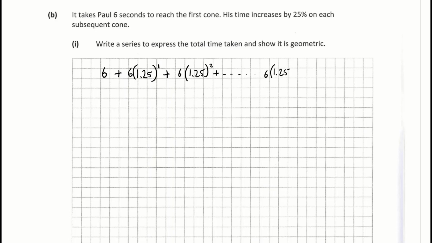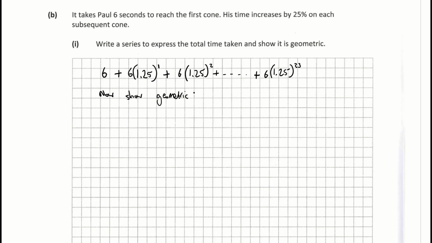And just watch again the power here. It's 6 multiplied by 1.25 to the power of 23 because our first cone is included in that original 6 seconds. So that's to the power of 0. So 0 to 23 is still the 24 legs in his run. And our next step now, once I've set up my sequence, our geometric sequence, we need to show that it's geometric. So I'm just going to say now show geometric.